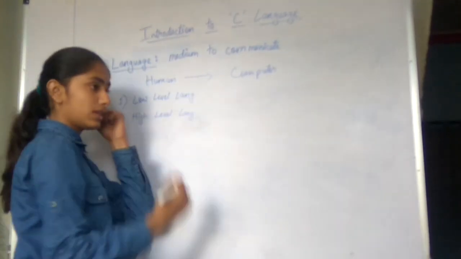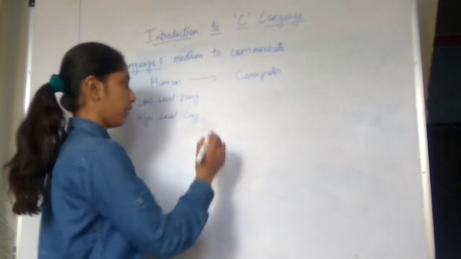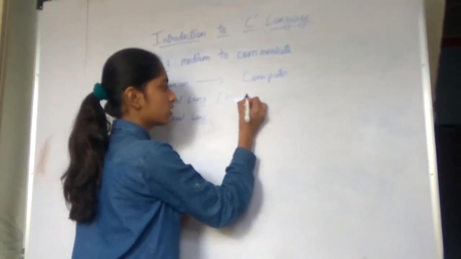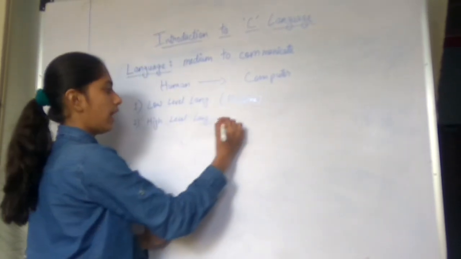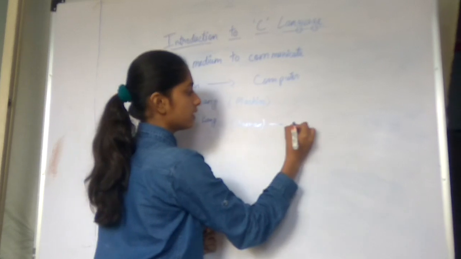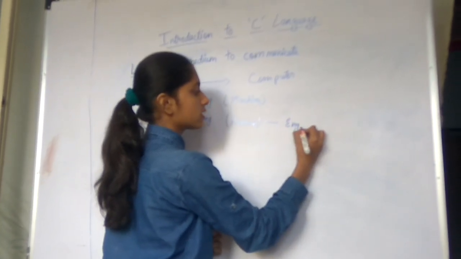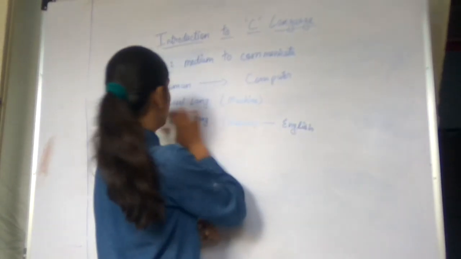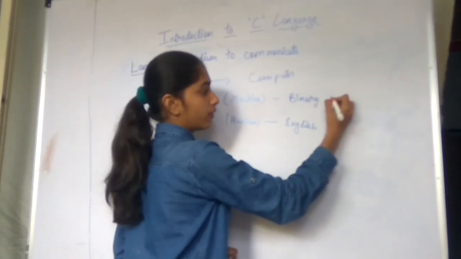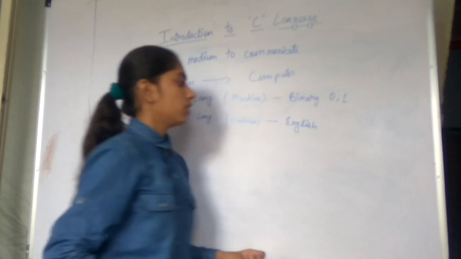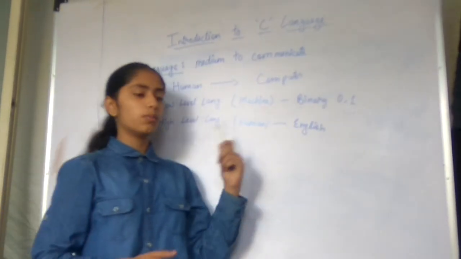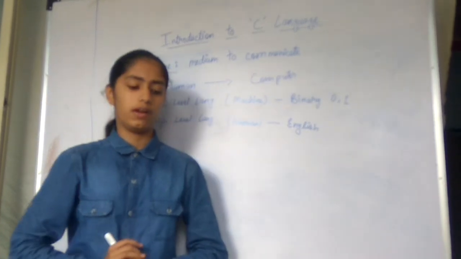So, on this basis, there are two types of languages: low-level language, which is also called machine language, and high-level language, which is human understandable. The high-level language is English and the low-level language is binary language. Binary language consists of 0 and 1. So our code is written in high-level language as humans can understand only high-level language.